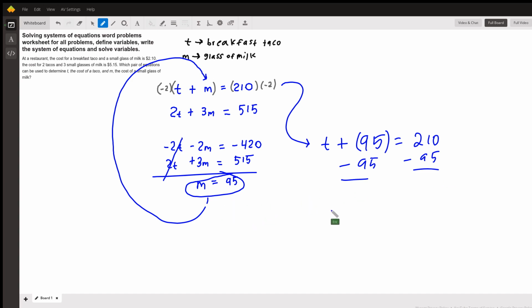115, yeah, I just want to make sure. A little bit tired, so I don't want to mess up any arithmetic. All right, so t is 115. We know that a glass of milk is 95 cents. Sorry, not $95, that would be a bit much for a glass of milk. 95 cents. And we know that a taco is 115. Remember, cost is in terms of cents. So the cost is 115 cents for a breakfast taco.